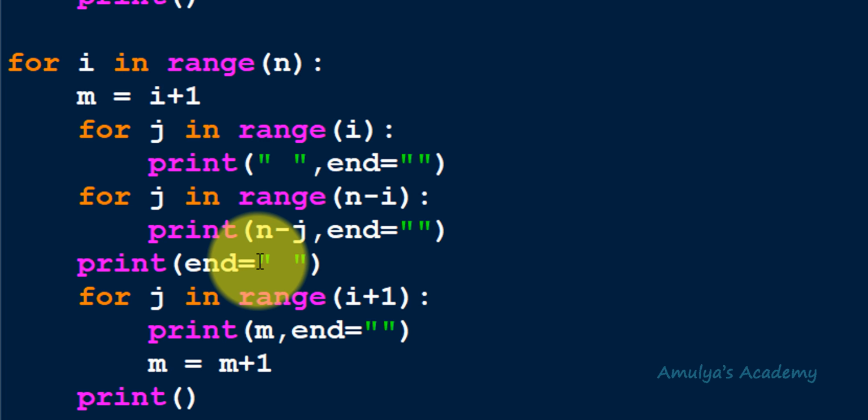And here we are taking separate for loops for space and number. That's why the index will be like this. That's why I took n minus j, and that's why we got the output. Now let's move on to the last part.